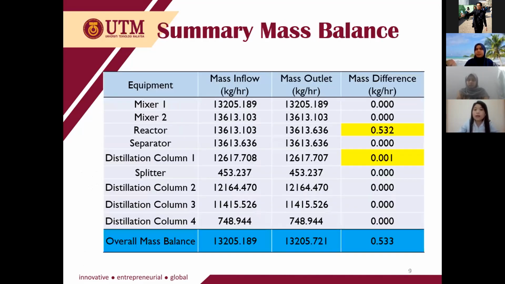Next is the summary of mass balance. As shown in the table, at the reactor and distillation column 1, the mass difference is 0.532 kilogram per hour and 0.001 kilogram per hour, which therefore gives our overall mass difference flow rate of 0.533 kilogram per hour.